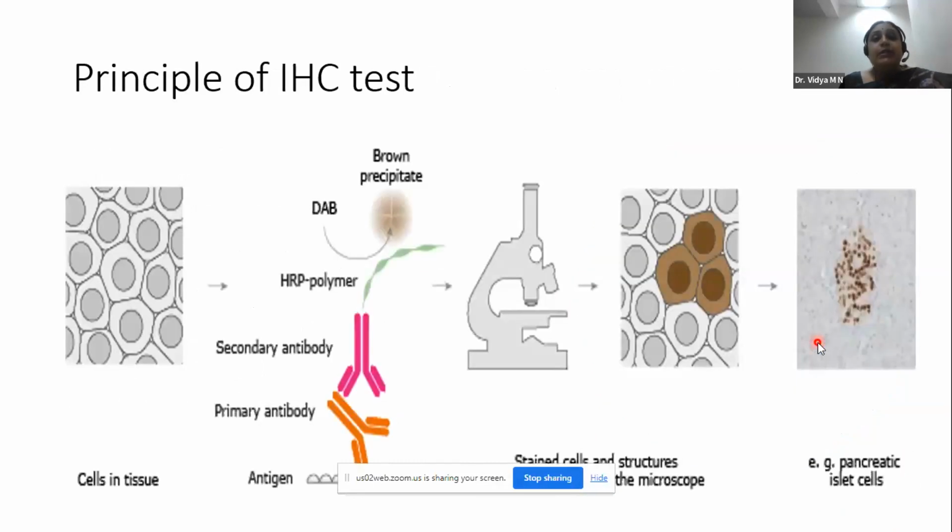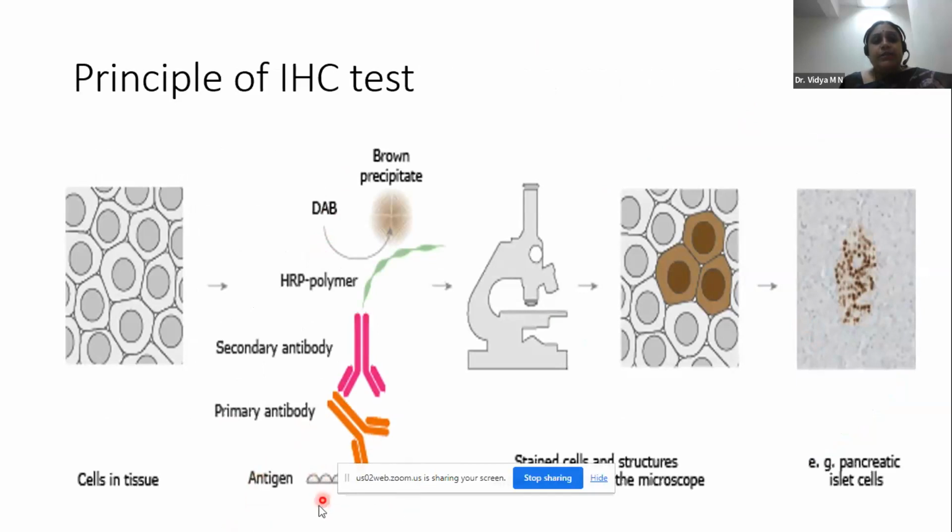Now let us come to the principle and the basics of our IHC test. As we all know, immunohistochemistry is nothing but an immune reaction, which is basically a chemical reaction that we are testing on the tissues. So that is the essential definition of immunohistochemistry. We are detecting an antigen antibody reaction on the tissue. So how do we do that?